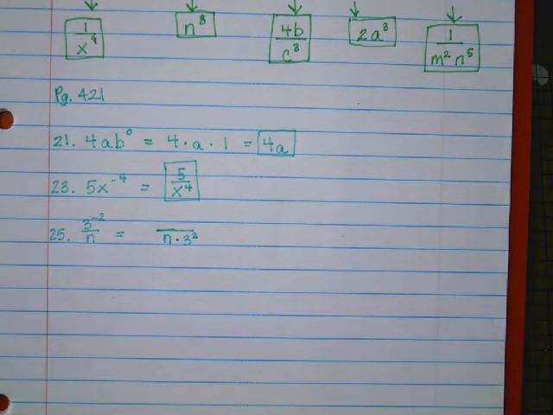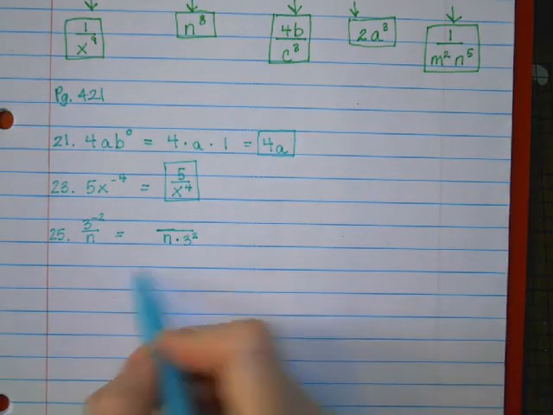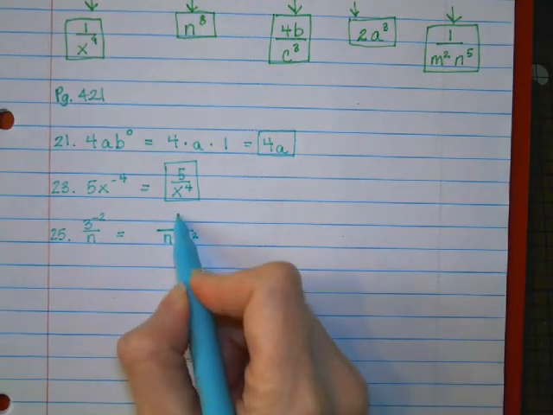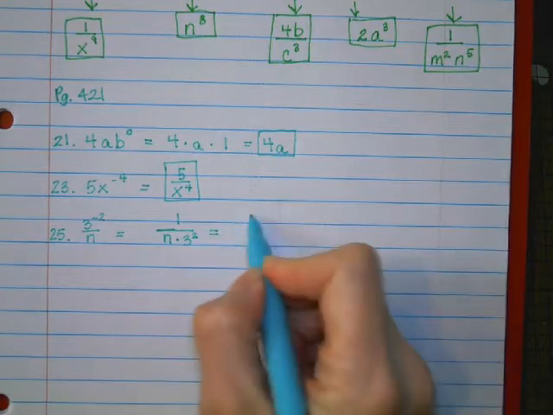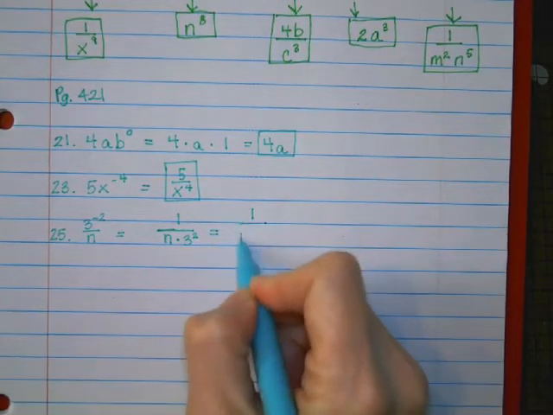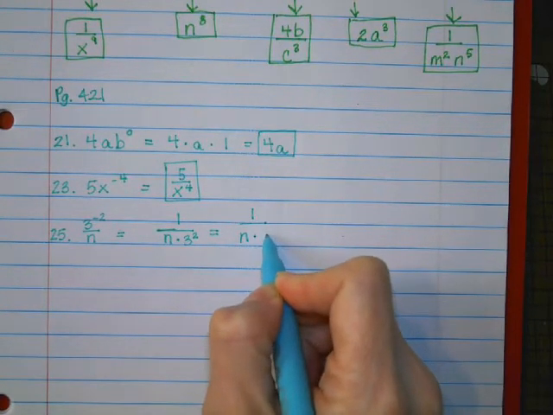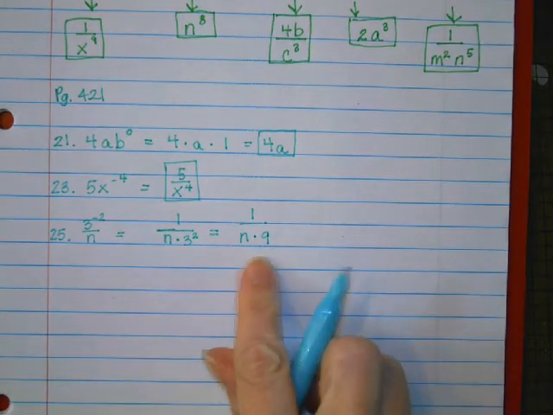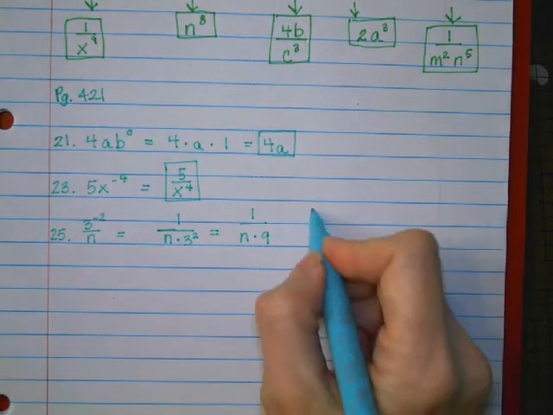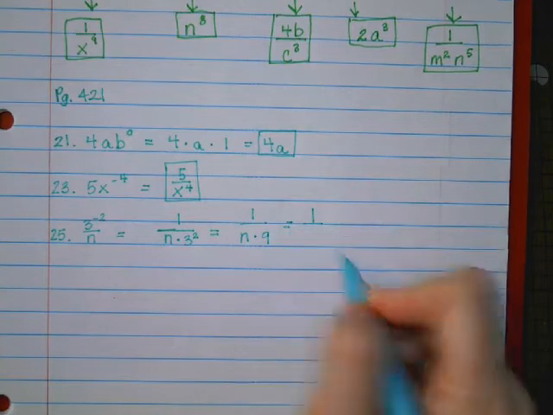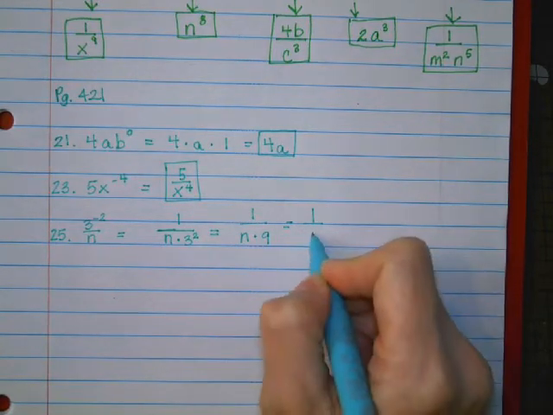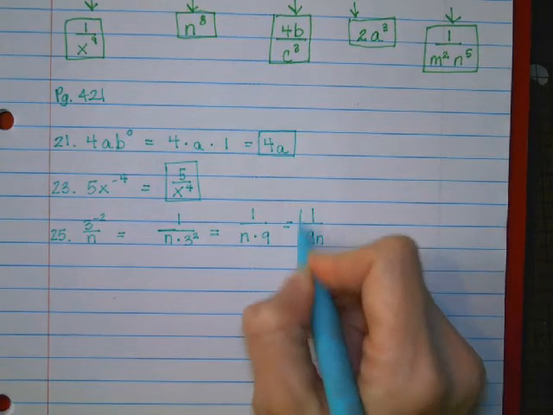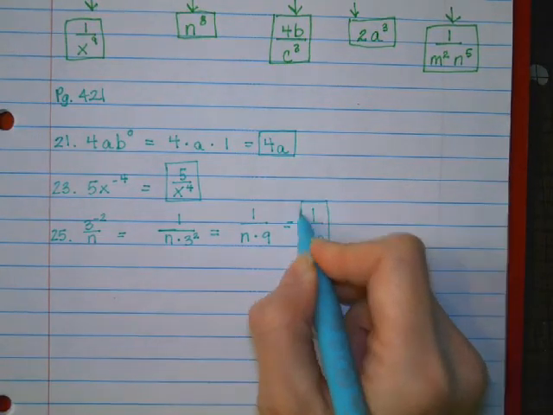All right. So now on the top, remember there's an understood 1 up here. So now we're going to solve this. So we got 1 over n times, and 3 squared is 9. We're not going to write n9. So what's n times 9? Because remember, we write these, we always do coefficient first, followed by the variable second. So now we got 9n. So this would be our final answer.